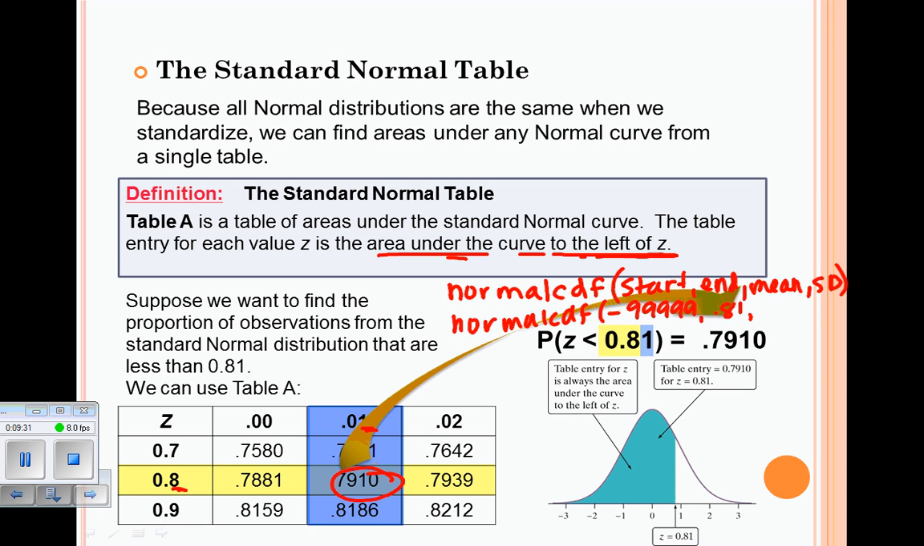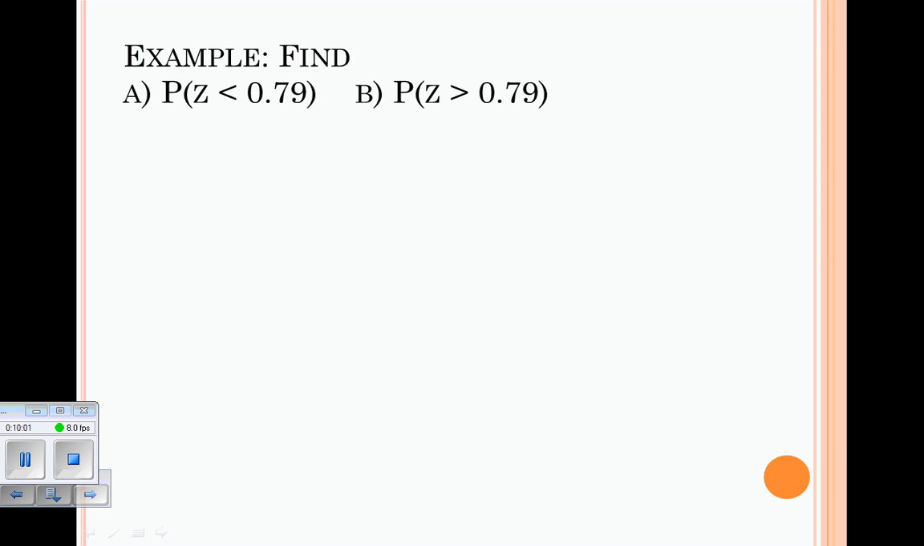The mean of a z-score is 0. The standard deviation here is 1. Plug that into your calculator and see what you get. So negative 99999, comma, 0.81, comma 0, comma 1. And I got 0.7910299974. So it gives you a more exact answer than what the table will. So find these.